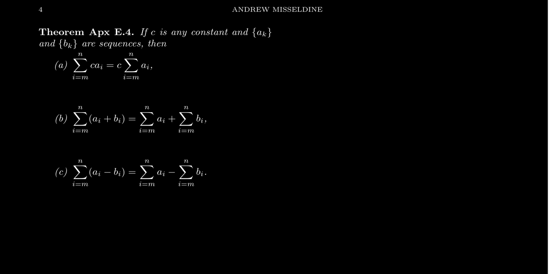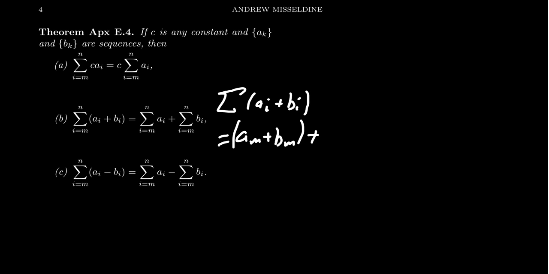Also, if you take the sum of a sum, that's equal to a sum of sums. That's a nice little tongue twister. It's also true that if you take a sum of a difference, then it's a difference of sums. But let's see it for sums right here. If you take a sum of a_i plus b_i and write this in expanded form, you're going to get a_m plus b_m. Then you're going to get a_(m+1) plus b_(m+1). And then you keep on doing this until you get to the end of the sum, where you'll end up with a_n plus b_n.